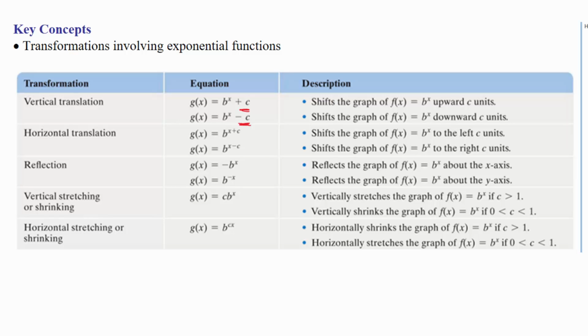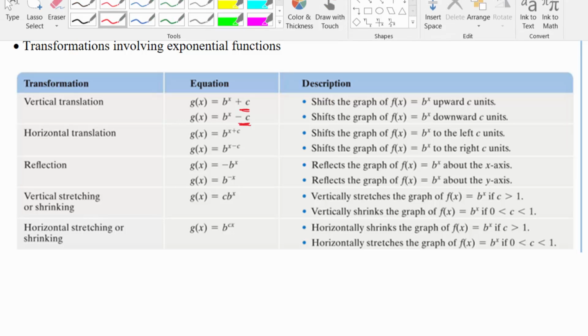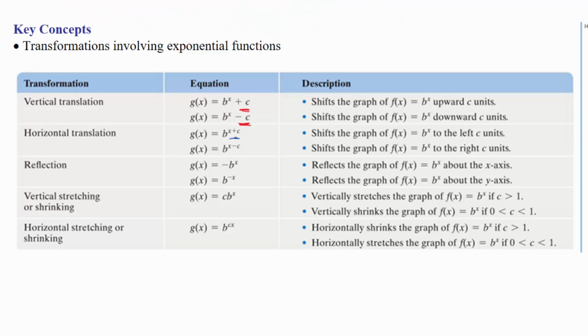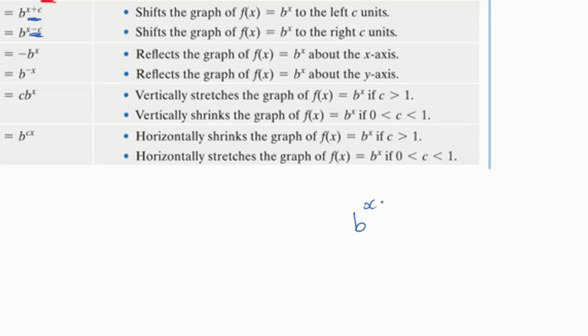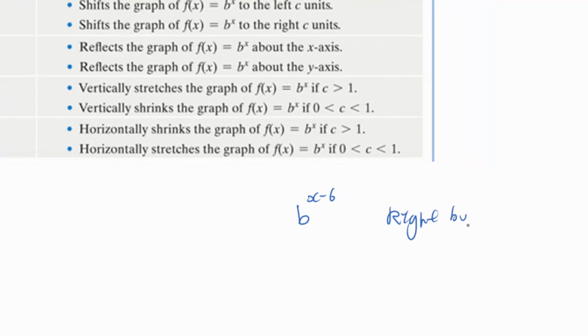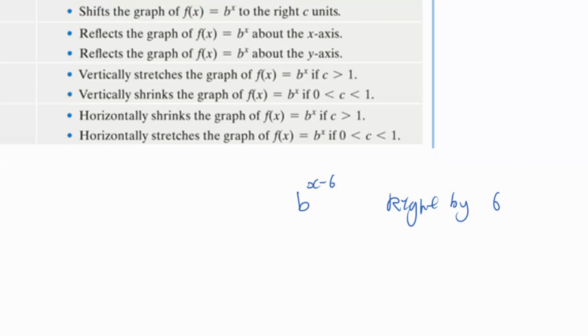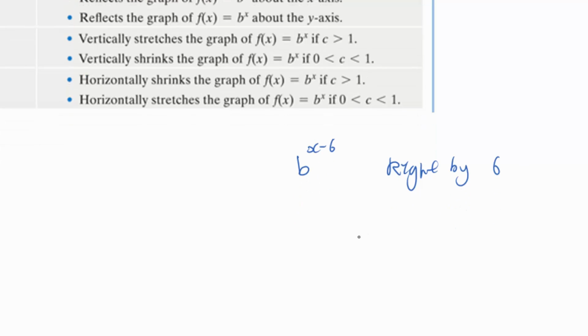Similarly, when constants are added to the exponents or subtracted, it shifts the graph left or right. So b to the power of x minus 6 would move the graph right by 6. This is also similar to the quadratic function: when b is added or subtracted, it would move the graph horizontally.